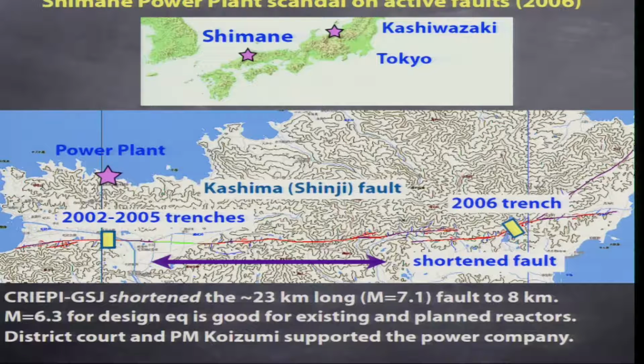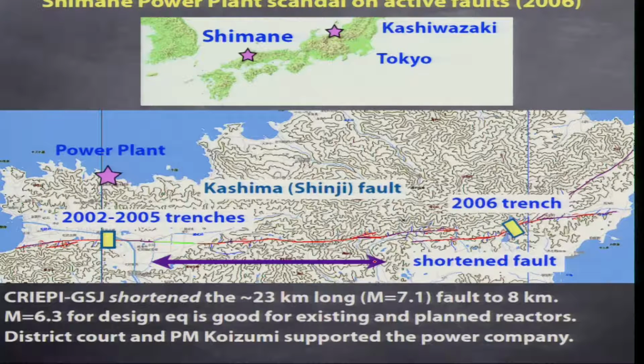Okay, Kashima Shinji fault. Now what happened here was that when this was being constructed, the fault length which was taken was shorter. Okay, and if you take the fault length as shorter, you underestimate the magnitude, and that is what happened.